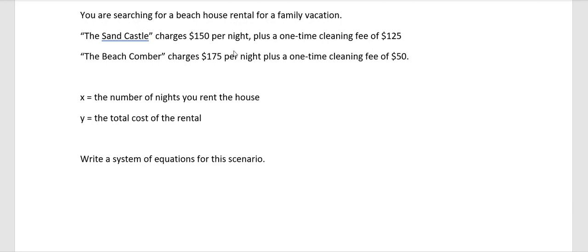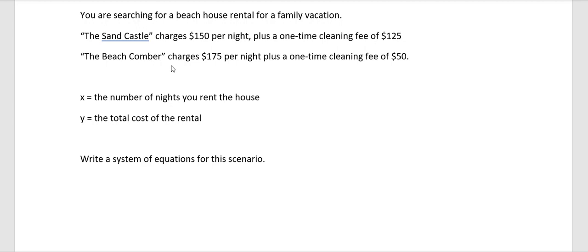So let's look at this example problem. This is not one of the ones that you had to choose from, but here's another type of problem that you could solve with a system of equations. You're searching for a beach house for a family vacation. You have two choices: the Sand Castle, that's $150 per night, plus a one-time cleaning fee of $125. This is how Airbnb works. You pay per night, and then you also have to pay some fees. So no matter how many nights you stay, even if you only stay for one night, you still have to pay that extra $125, but you only have to pay it once.